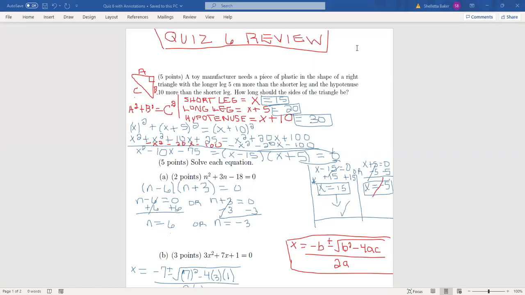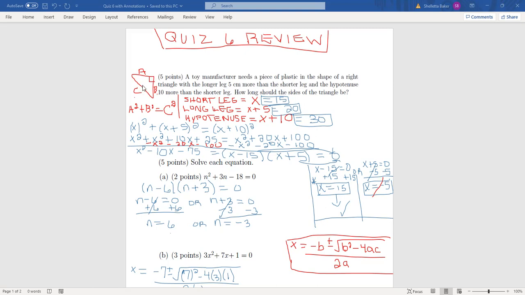All right, guys, here's your review for quiz 6. We have 3 questions here. Question 1, a toy manufacturer needs a piece of plastic in the shape of a right triangle. So we drew a right triangle over here in the corner. This little box means this angle is 90 degrees.